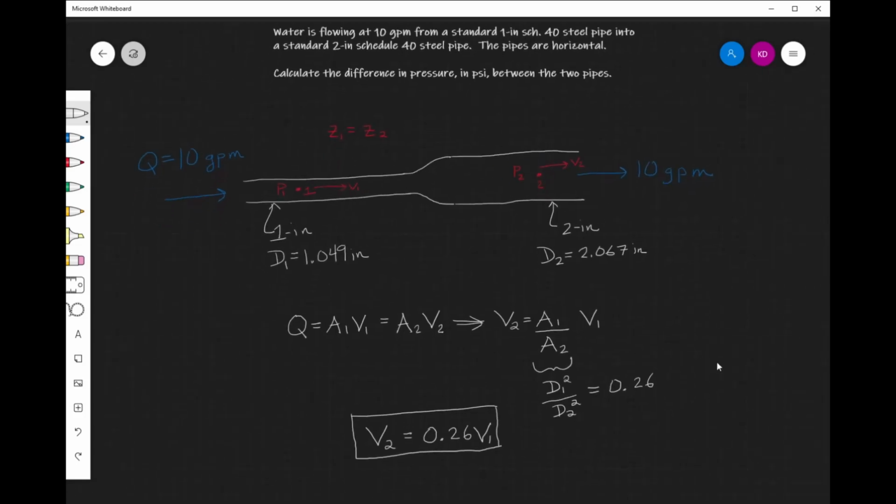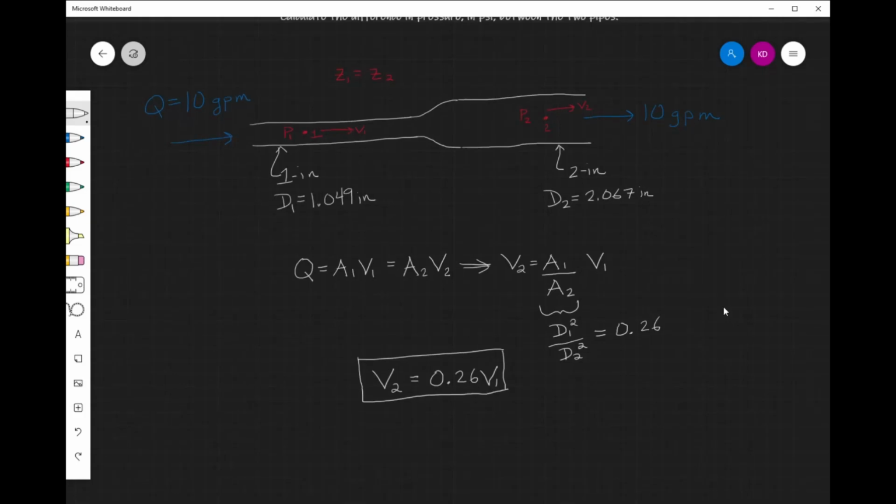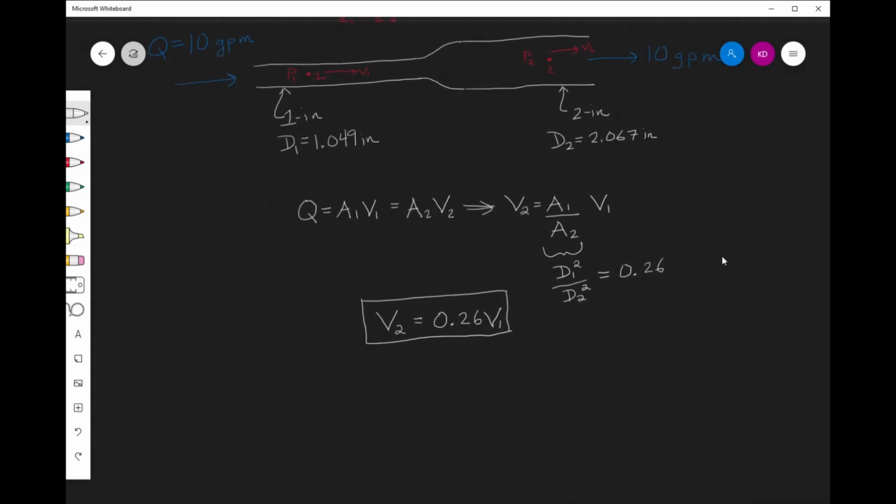Now, what we're trying to find is the pressure difference between the two pipes. The pressure in the fluid is a form of potential energy. And essentially what's going on here is that we see that the velocity drops by about a factor of 4.